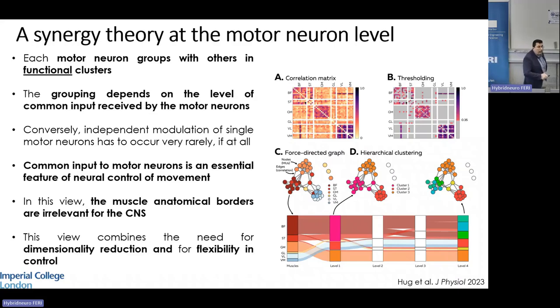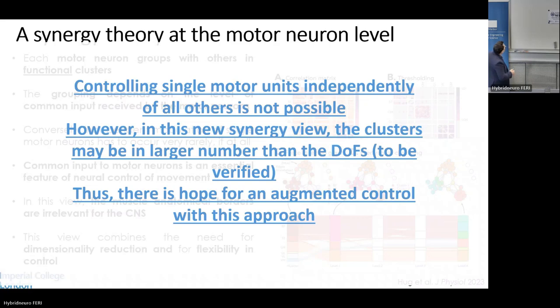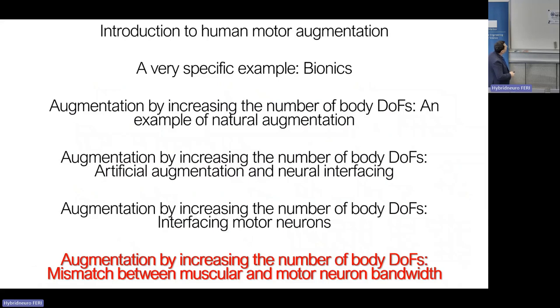So there is no way that the single motor neuron can be separated from others. So there is no way that you will find single motor neurons independently controlled by the nervous system. That, I believe, is impossible for many reasons. But there is the possibility to find clusters of motor neurons that can be independently controlled and that can have a small behavioral impact so that they can be used in additional neural commands. And maybe this can be extracted with them. So this summarizes exactly what I just said. Okay, so this is the framework of studying augmentation by interfacing motor neurons.